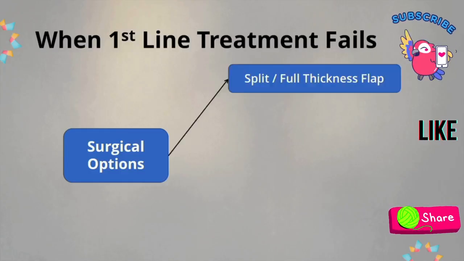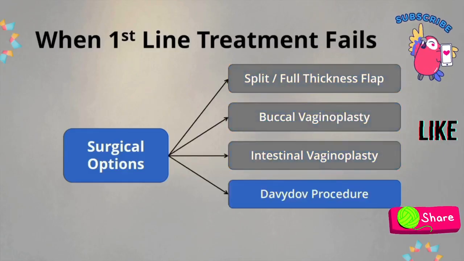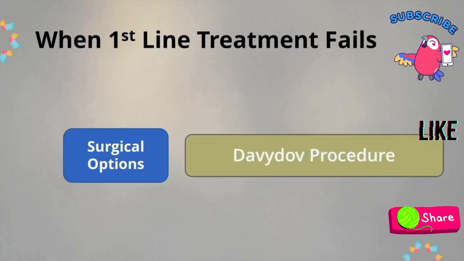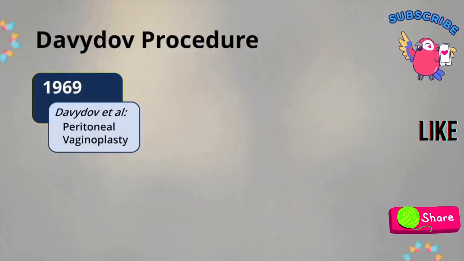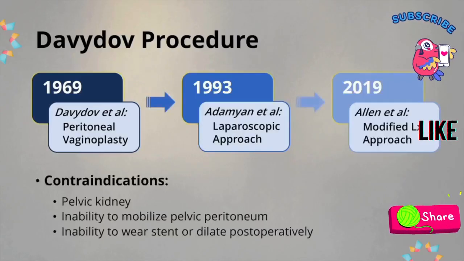Surgical options include split or full-thickness flaps, buccal or intestinal vaginoplasty, the Davydov procedure, or the Vecchietti procedure. This video will focus on the Davydov procedure for the creation of a neovagina. The Davydov procedure was first described in 1969 and involved lining a neovaginal space with peritoneum. A laparoscopic approach was then described in 1993. This video presents a modification to the laparoscopic Davydov procedure.